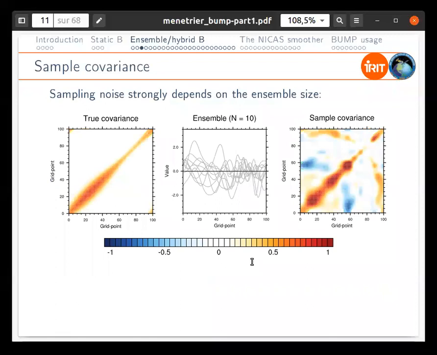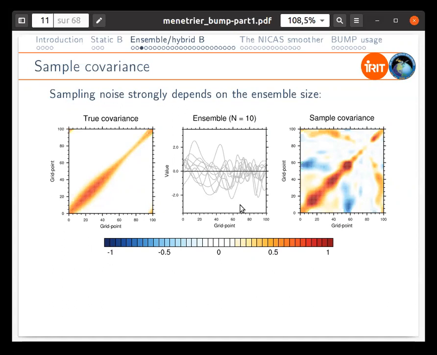I want to show first that the sampling noise strongly depends on the ensemble size. Here on the left panel, you can see the true covariance matrix of a very simple system. It's just a 1D system, so the covariance matrix is just 2D, and there are just 100 grid points on a circle. It's not even a model, just a very simple circular system for illustrations.